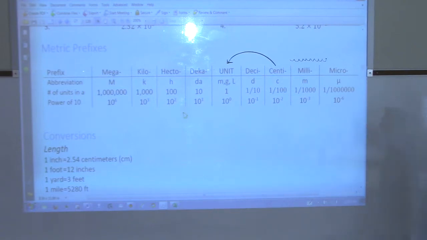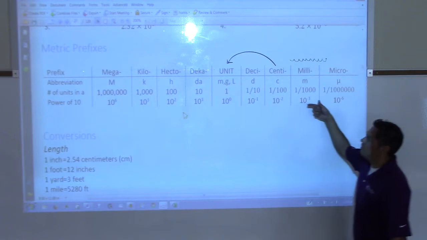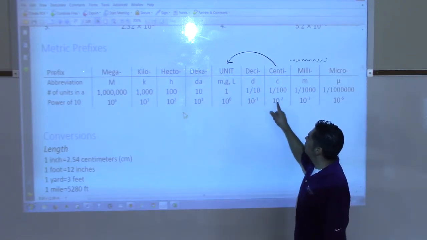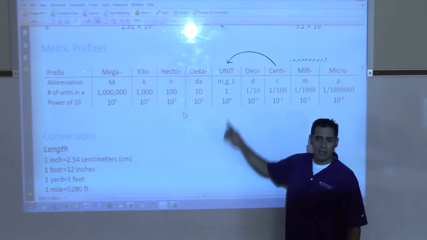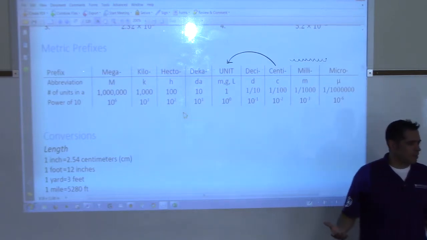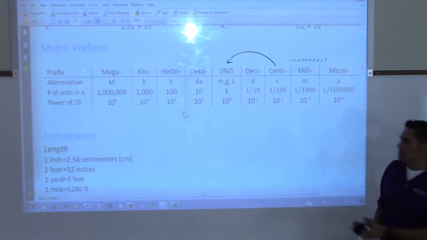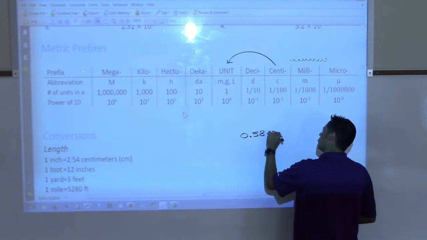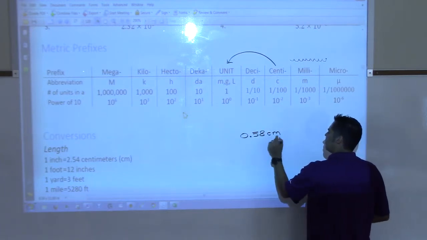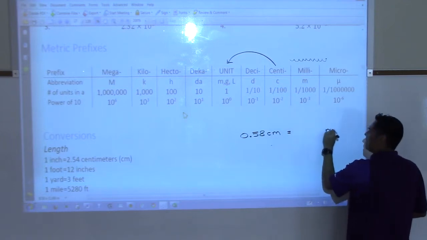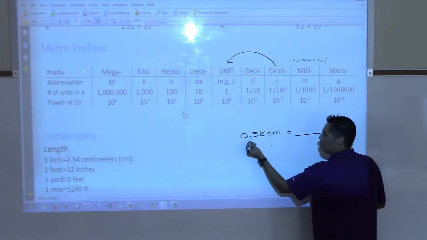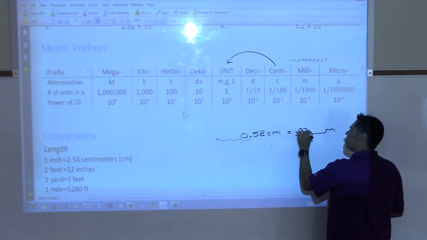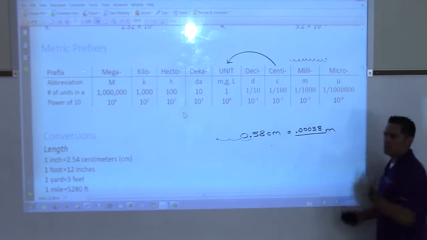I want to go from centimeters over to meters. So which way did I move on my chart if I'm going to go that way? To the left. How many places? Two places to the left. That's what I'm going to do with the decimal. I'm going to move it 2 places to the left. So what was it? 0.58 centimeters, right? If I want to convert that into meters, then I'm just going to move this 1, 2 places to the left. Fill zeros in there. 0.0058. There we go. We're done.